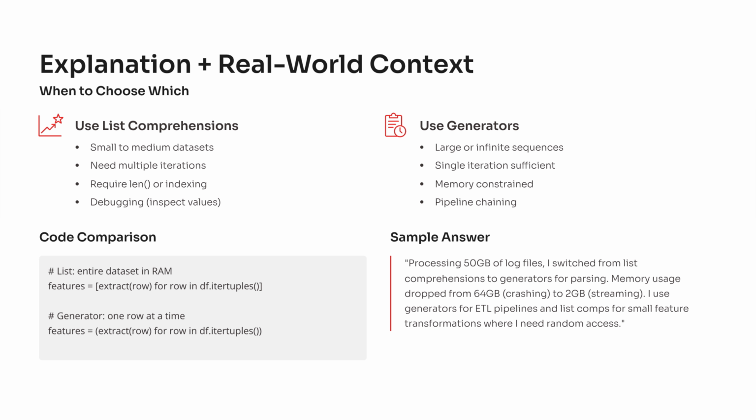Let's break this down in code, in plain English. When you use a list comprehension, Python loads everything into RAM. Imagine you're extracting features from a data frame. You loop through every row, collect results, and hold the full list in memory. That's perfect for small datasets, because you can reuse it, debug it, or access elements randomly. But when your dataset explodes, say 50 gigabytes of log files, storing everything at once will crash your system.